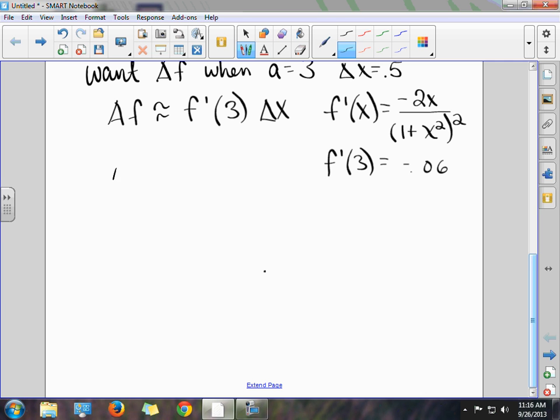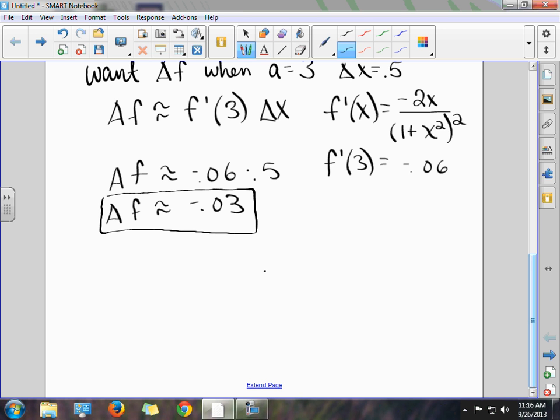So let's go ahead and write our equation. Delta f is approximately f prime of 3, which is negative 0.06, times delta x, which is 0.5. So we get that delta f is going to be approximately negative 0.03. So here's our approximation. Let's go ahead and check and see how accurate we are.